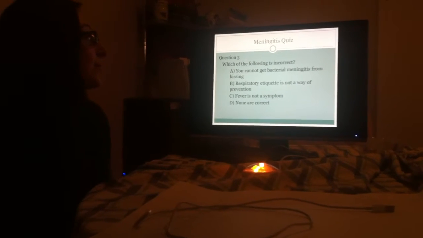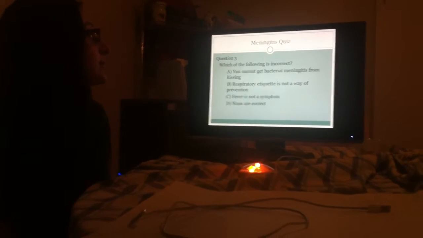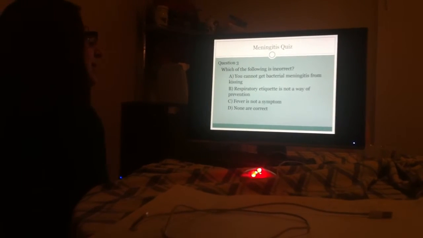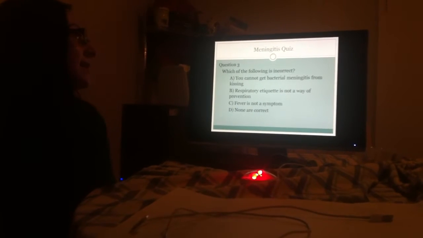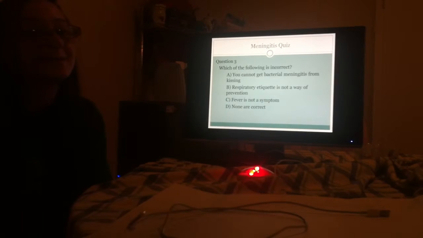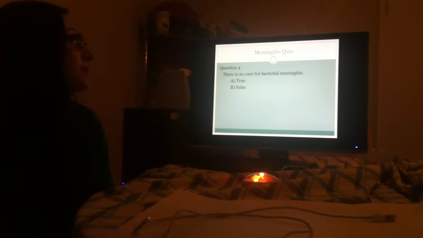Question 3. Which of the following is incorrect? A, you cannot get bacterial meningitis from kissing. B, respiratory etiquette is not a way of prevention. C, fever is not a symptom. Or D, none are correct. Correct answer is D. Question 4. There is no cure for bacterial meningitis. The correct answer is B. False.